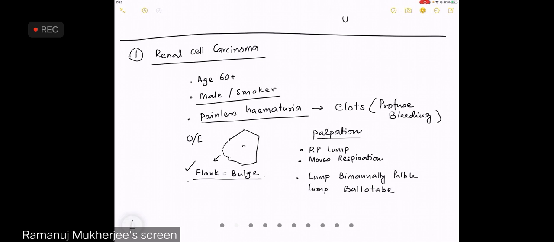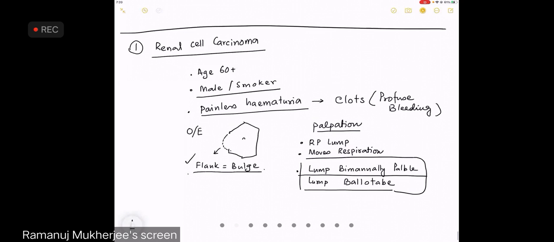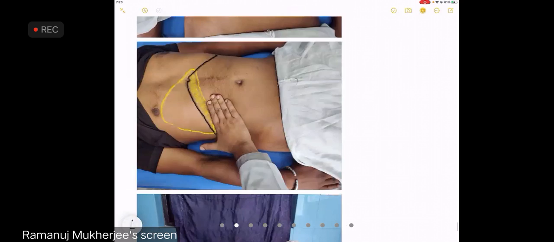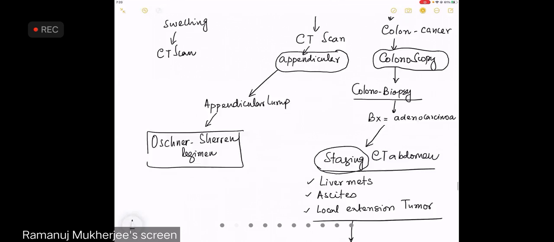Now there is a big line between them. Please draw a line between bimanually palpable and ballotable. What do you mean by this term? Either it is one of them. Please tell me when you have completed writing so that we can see a picture. Yes, sir, done. Now let us see a picture so that you understand what is bimanual palpation and what is ballotability.